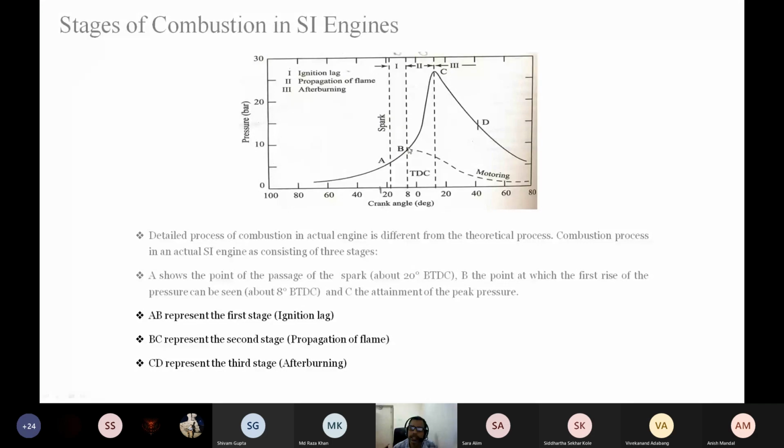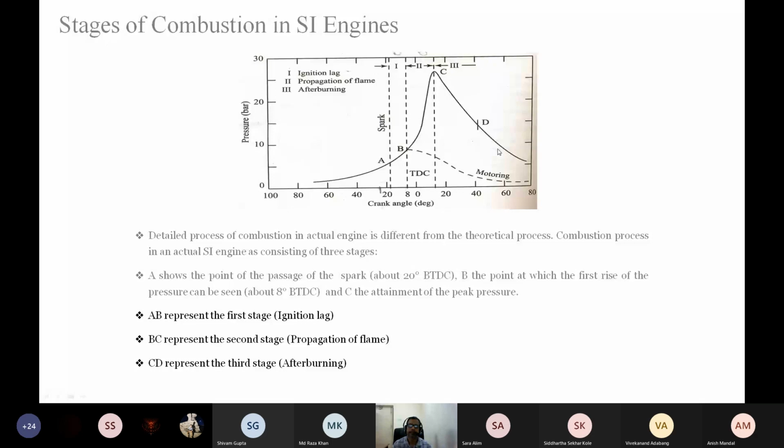What are the factors that control the ignition lag, or the propagation of the flame, or the flame speed? What is the flame speed? And after burning, what are the parameters governing the after burning? Because after burning is really very important from the emissions point of view. So all these things we can learn in detail, but that's fine. This much information is enough at this point. It's very important that you must know the concept of ignition delay, propagation of flame, and after burning.